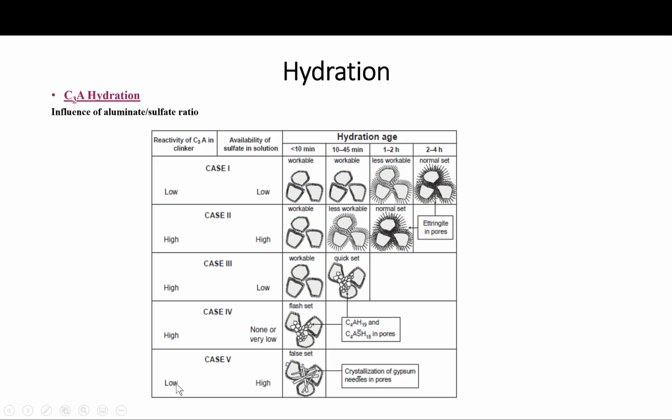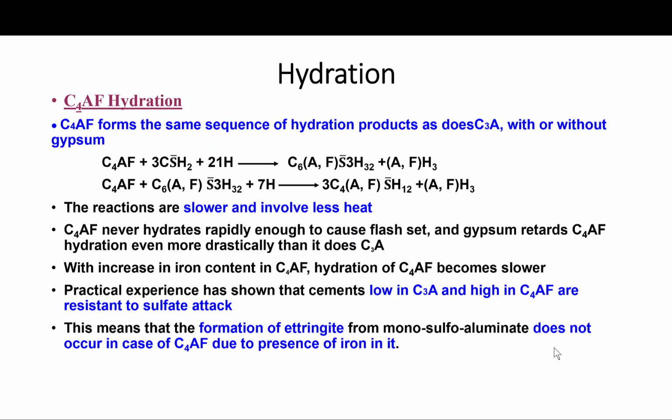On the other hand, if we have low C3A and high sulfate, we get a false set, which is basically the crystallization of gypsum needles in the pores. But this is false set, not flash set. So again, this is a good schematic representation I wanted to show you so that you have a visual and appreciate what happened in each scenario. Okay, so let's move on to the hydration of the tetracalcium aluminoferrite, C4AF.